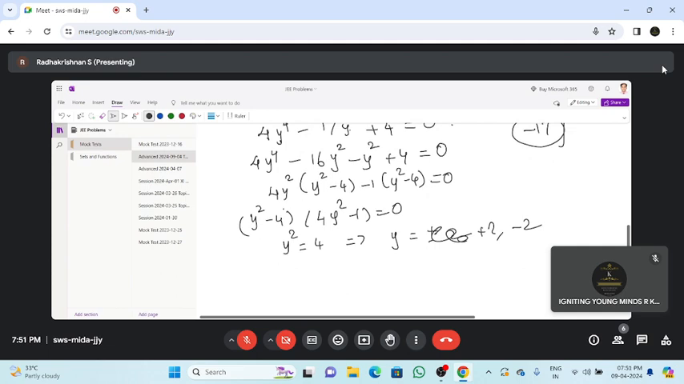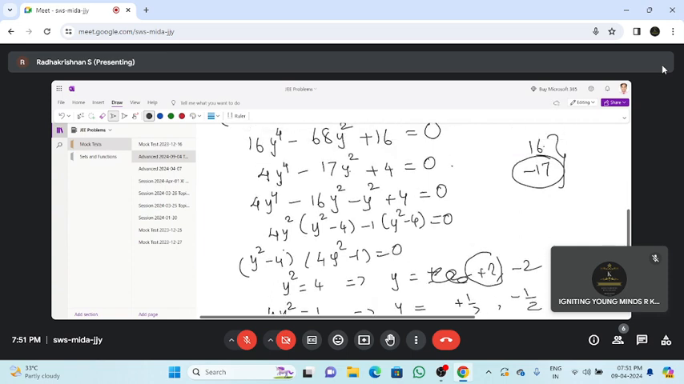Next, 4y square minus 1 equal to 0. So y square is 1/4; similarly the square root of 1/4 is half, so 1/2 and minus 1/2. These are the 4 roots of y: plus 2, minus 2, plus half, minus half.